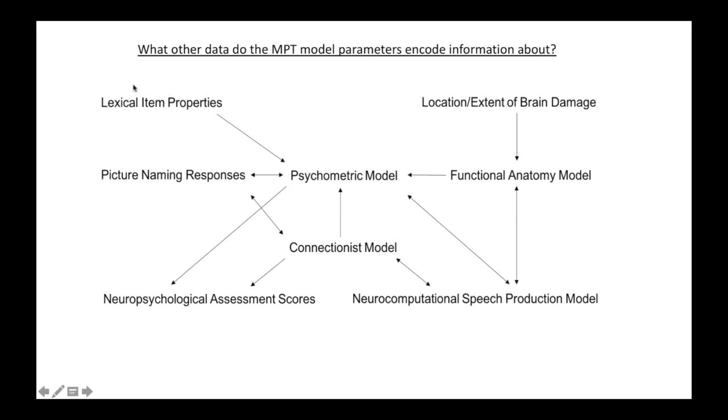But there are some other things lurking out here. Lexical item properties are going to affect the difficulties of the items. Presumably the abilities that we estimate are going to relate to neuropsychological assessment scores. And presumably these abilities are also going to relate to location and extent of brain damage. So if you have some functional anatomy model, then that should also inform us about your brain and how the brain relates to these things, if we are in fact getting a good temperature reading, if you will.